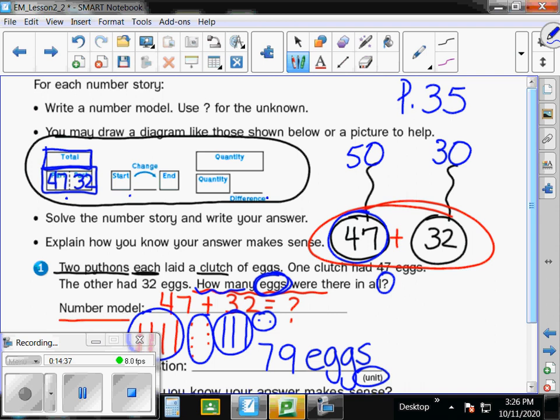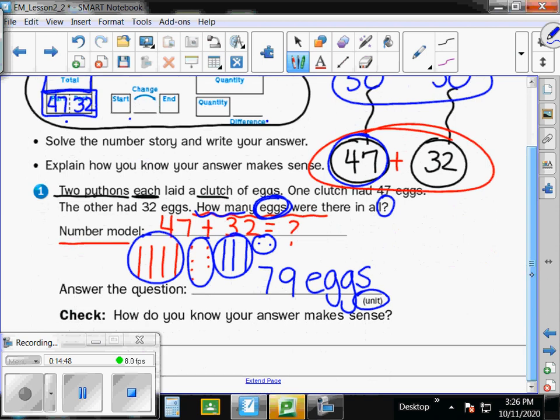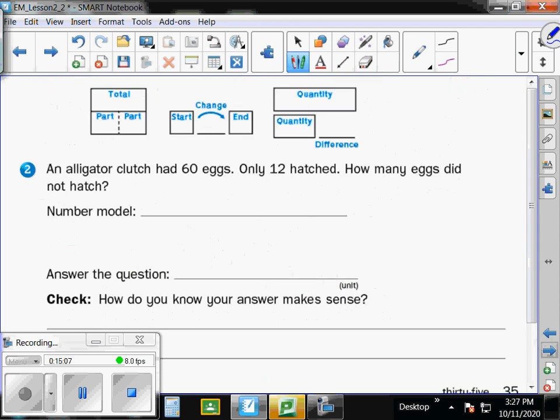So when I know that I'm putting those 2 together, so 50 plus 30 is 80. So isn't 79 close to 80? So I could just say that. How do you know your answer makes sense? And I'm going to say, well, I know I needed to add because I was putting them together to find out in all, and it's about 50 plus 30, so that's about 80. Okay, all right, let's go to the next problem.